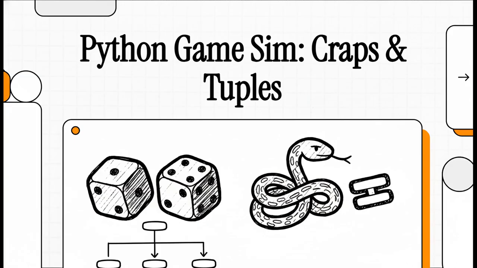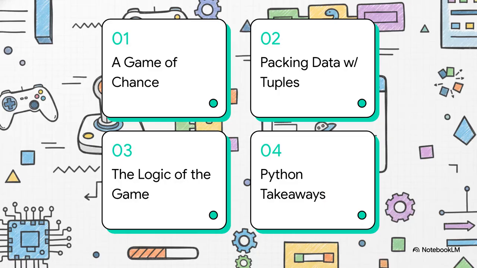So, let's dive in. So here's our game plan. First, we have to understand the game itself, right? Then we'll look at a key Python tool for bundling our data together, something called a tuple. After that, we'll connect the dots and see how those game rules get turned into actual code. And finally, we'll wrap up with the key techniques you can start using in your own projects.